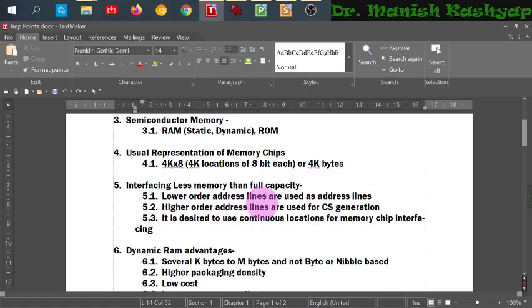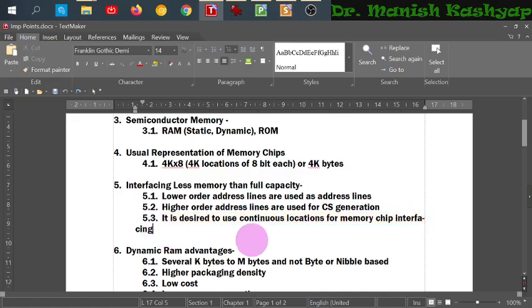Then higher order address lines which are left. I mean, if you are using some less memory, then obviously less address lines will be used to address that complete memory. So whatever address lines are left, those are higher order address lines, and they are used for generation of chip select signal. So this will become clear to us when we will see an example in this lecture only in a short while. And this point I have already discussed. It is desired to use continuous locations for memory chip interfacing, right?